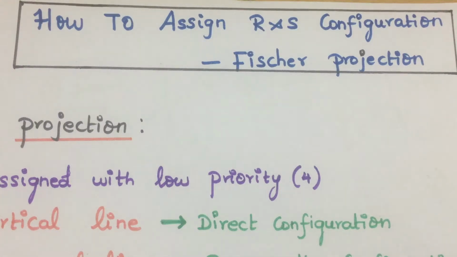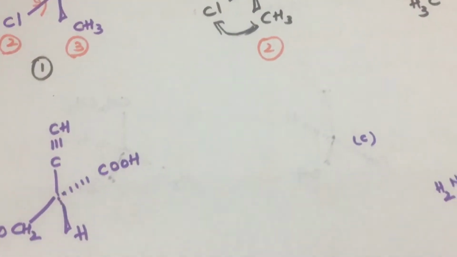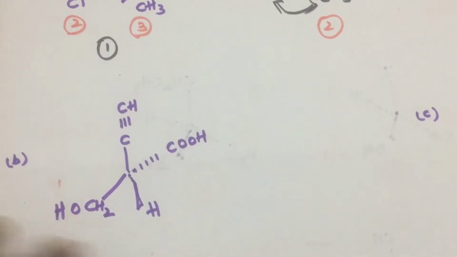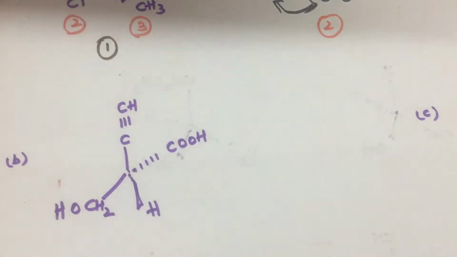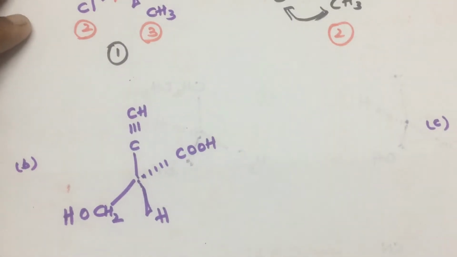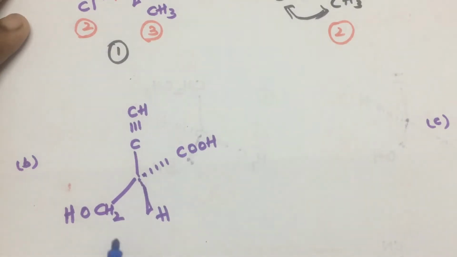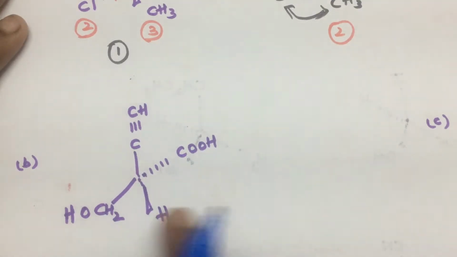Hi students, in today's session I am going to explain how to assign RS configuration for a chiral center represented in Fisher projection. Before that, from the last video I gave you a test yourself question on how to assign RS configuration in wedge dash configuration. Have you tried? I got correct answers from a few students, so for the rest of the students I'm going to explain.